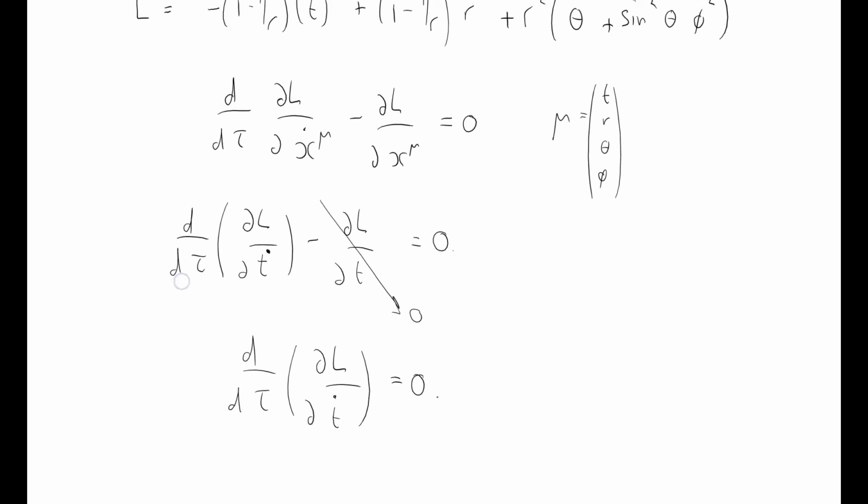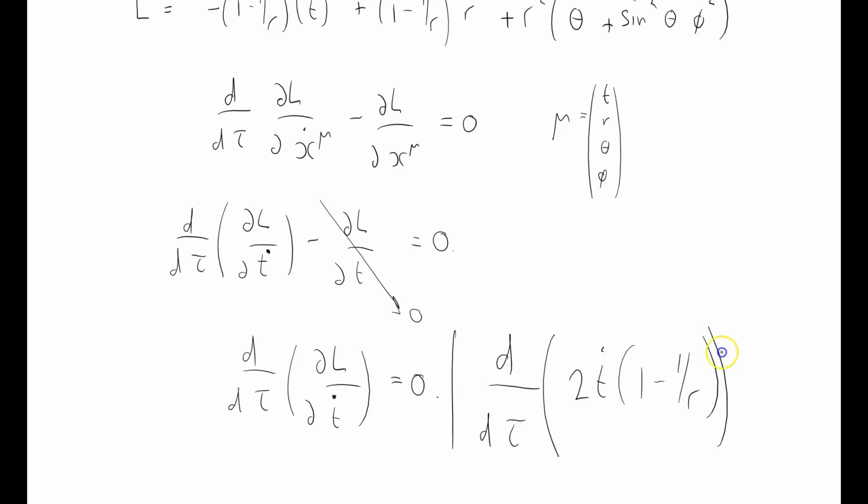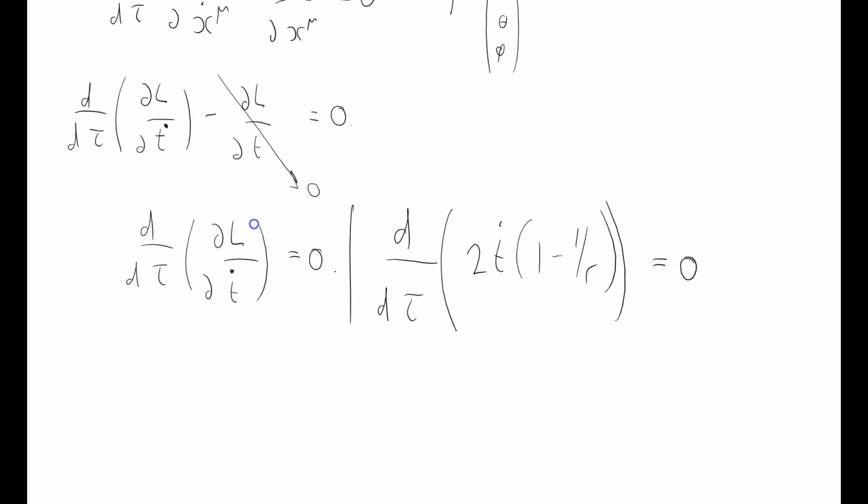So that's just telling me that t dot, no, let me write out the whole thing. It's instructive to write it out. d by d tau of dL by dt dot. So that's just this term here, 2 t dot 1 minus 1 over r equals 0. So that tells me that t dot 1 minus 1 over r equals a constant k.